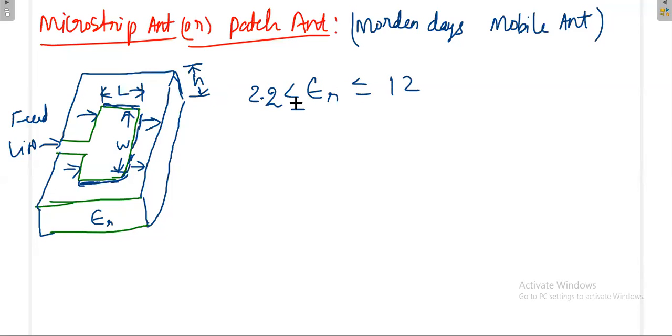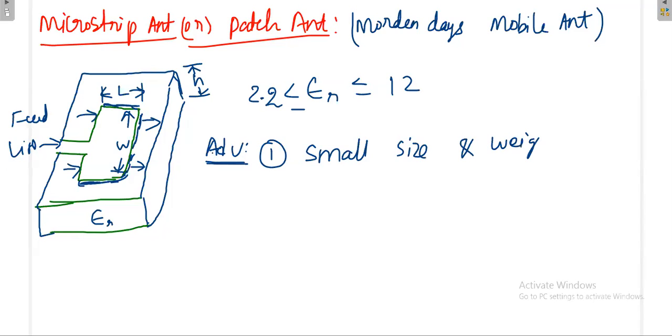Then why are we using this microstrip or patch antenna? What is the main advantage? Due to its small size and weight. That means this antenna can be fabricated in the board itself, the mobile phone board itself. That's why we are using this antenna. The main aim is small size and weight.